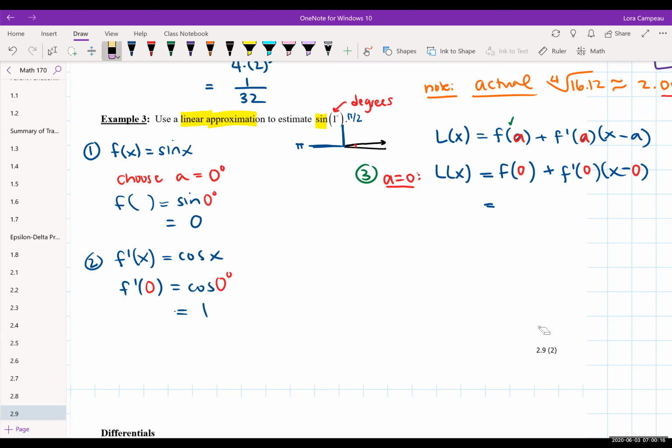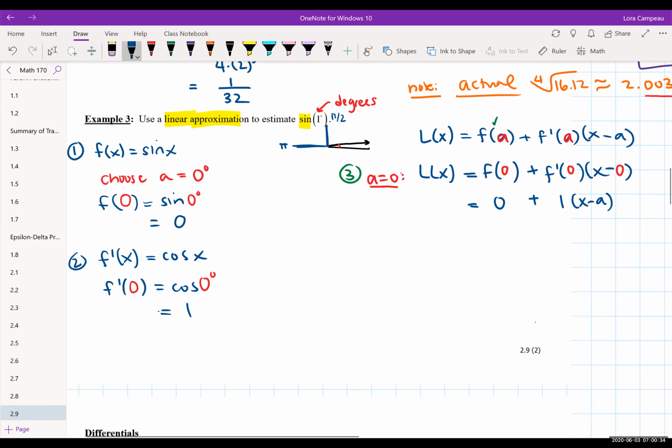Let me go back. That was f of a. So f of 0 is 0. Plugging that in, f prime 0 is 1. And x minus 0 is still x. So now we have ourselves a much nicer formula. And actually, let's clean it up.